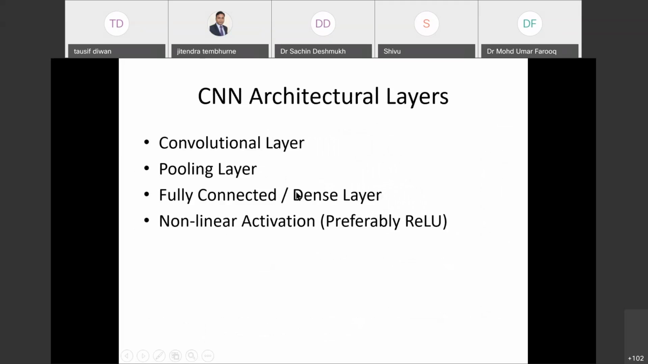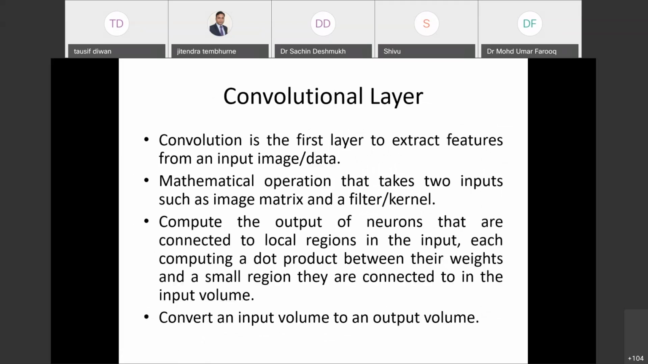Now we will see the layers one by one. So the first layer is the convolutional layer, then the second layer is the pooling layer. Other layers are there, like fully connected layers. A fully connected layer is also known as a dense layer. And for the activation of this neuron, we can use a nonlinear activation function. ReLU is used here.